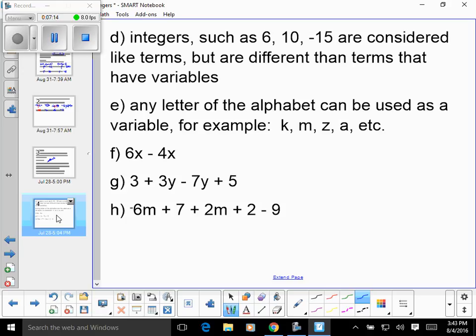Any integer that you have, such as a 6, a 10, or a negative 15, those are also considered like terms, but are different from any terms that have variables.